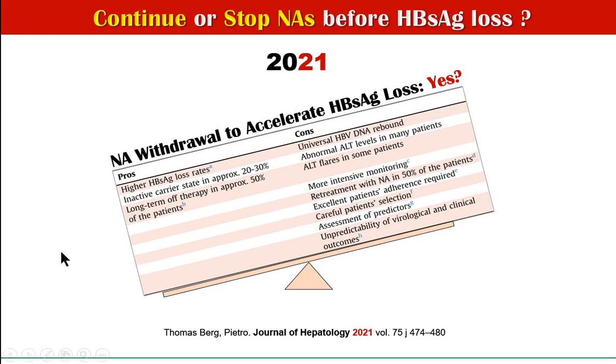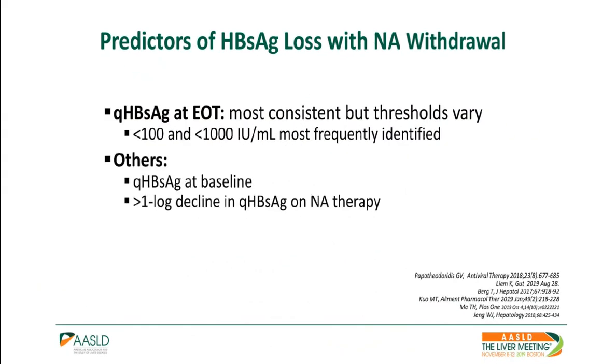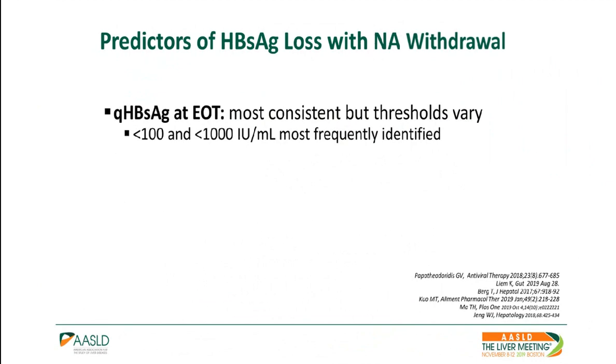How can we get this induction of safe discontinuation of nucleoside analogues in E antigen negative chronic hepatitis B? By looking at the predictors of surface antigen loss with nucleoside analog withdrawal. We have to fulfill as much as we can these criteria.